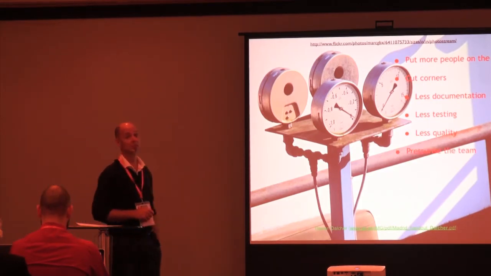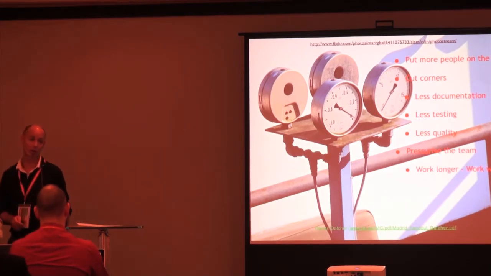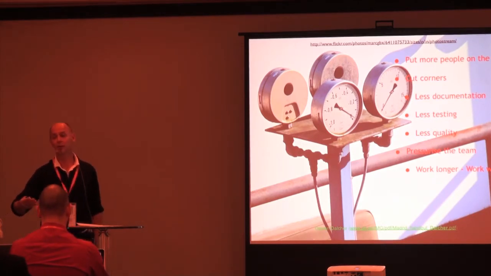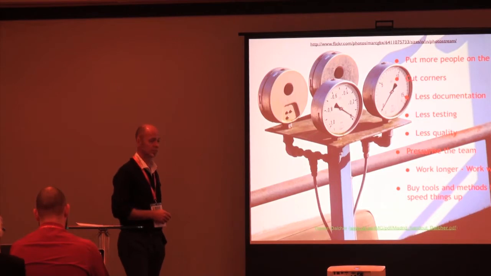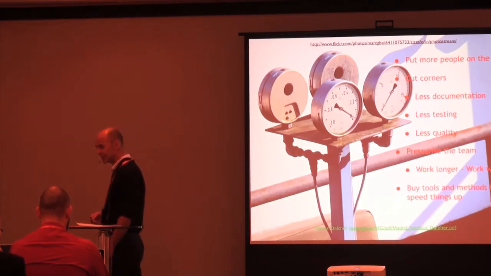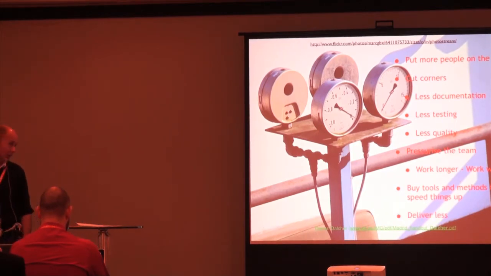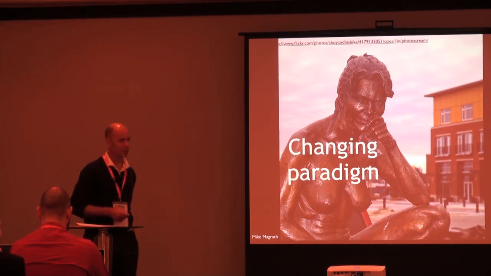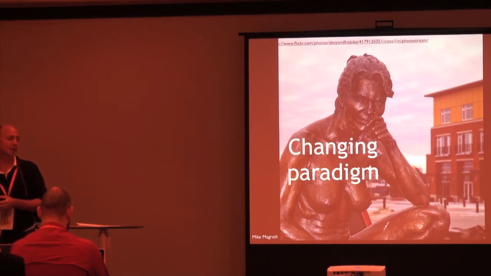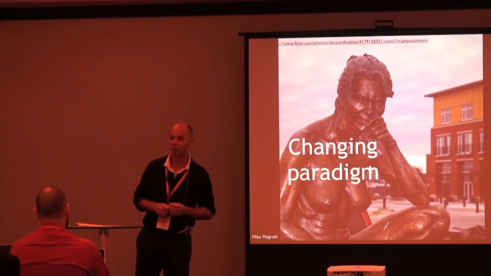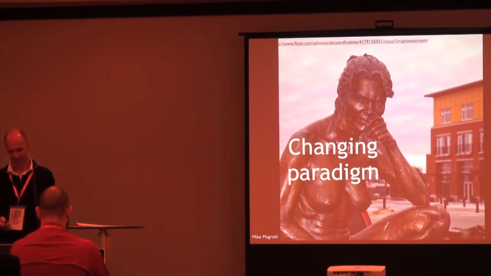You can also pressurize the team. Tell them, okay, work longer, work on weekends. The problem is that you cannot do that for weeks, months, years. Quality is going down, people are burning out, and it's not a sustainable process. You can also buy tools. You can go to IBM, for example. There are a lot of very expensive tools and methods to help speed things up. Or you can choose to deliver less, to be able to deliver quickly. Agile is about addressing these problems by changing paradigm, by shifting the way we see things. And by the way, this is really a statue which is called Changing Paradigm. You may find it on the internet.